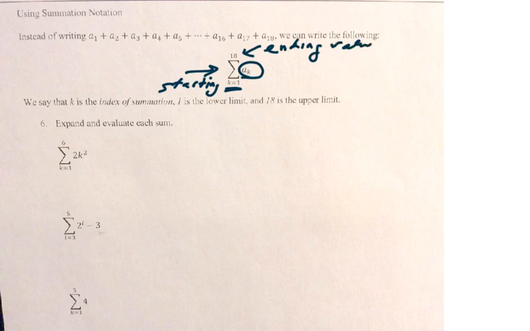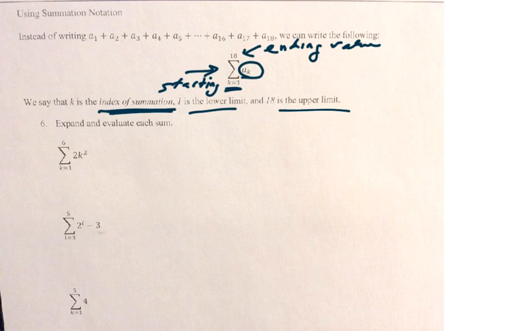Okay? So we say that k is the index of summation. Some people call it a tracer or a tracker. 1 is the lower limit and 18 is the upper limit. So I use kind of layman's terms to describe those things, but these are the official terms.